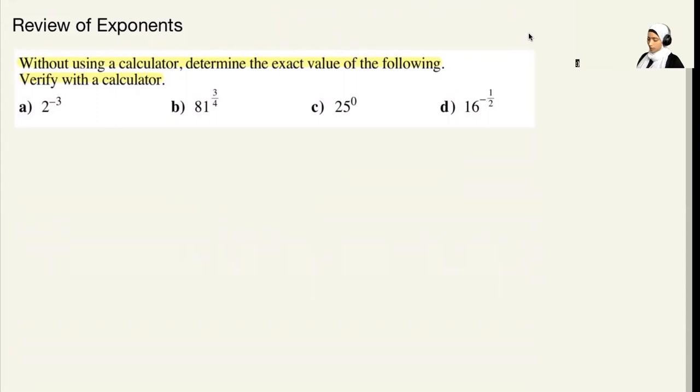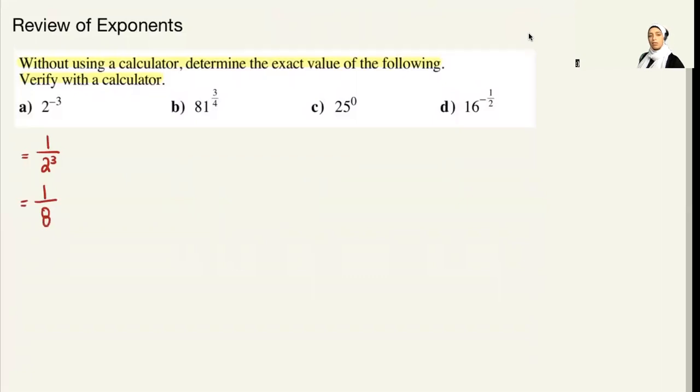Now, this first one says 2 to the power of -3. Remember, anything to the power of a negative can be reciprocated and then turned positive. So it becomes 1 over 2 to the power of +3. Now, 2 to the power of 3 we know is 8. That's 2 times 2, that's 4, times 2 is 8. And so this is our exact value, 1 over 8.